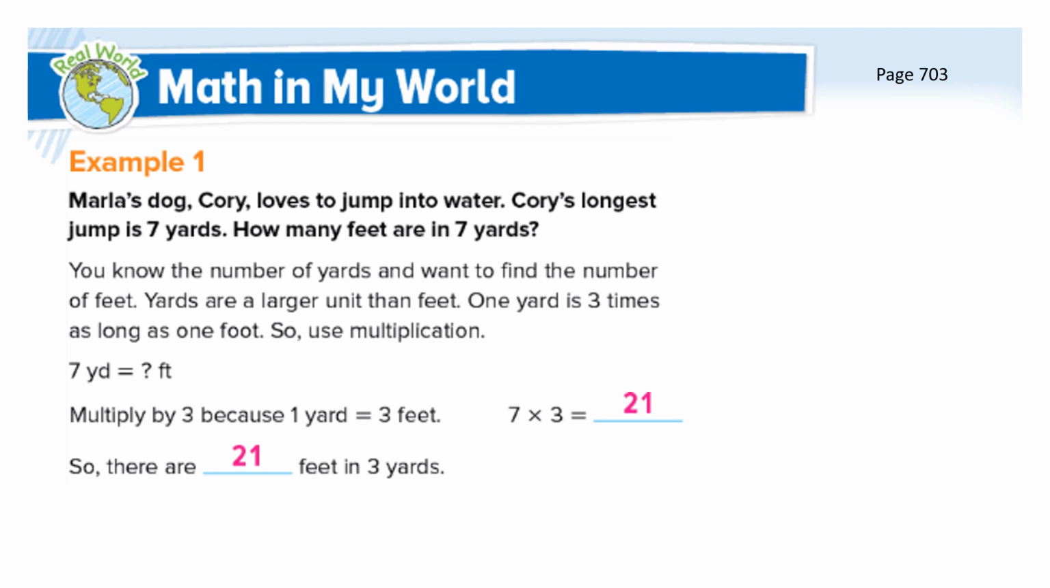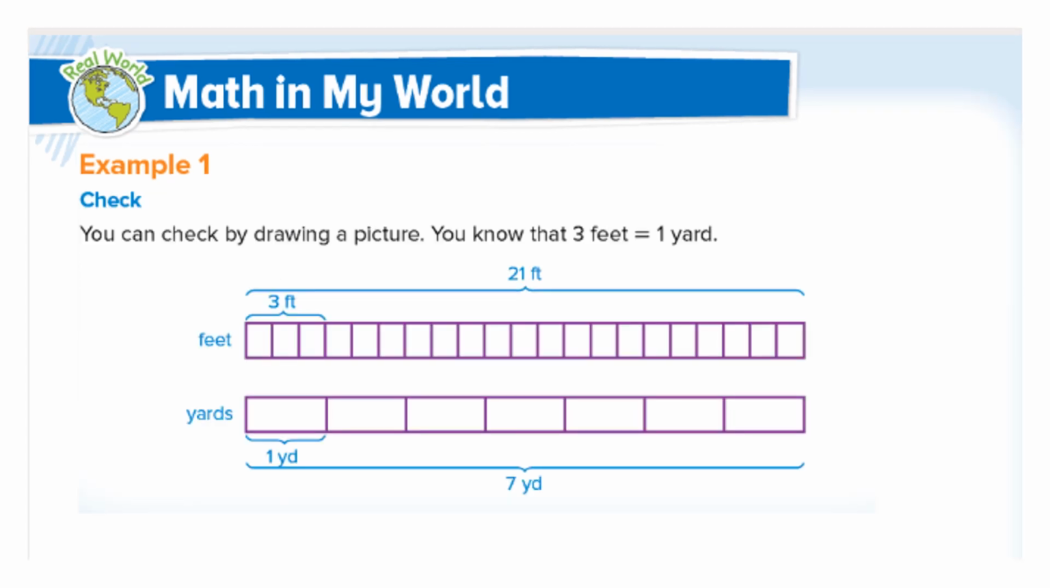So you're just going to use those numbers over and over again. And here's a drawing of it so you can see. There are 1, 2, 3, 4, 5, 6, 7 yards, and in every yard there are 3 feet. So if you count up all of those feet, you get 21.